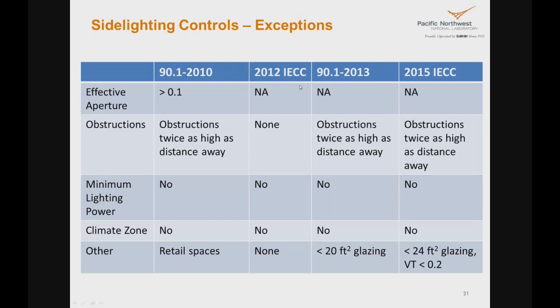Similar exemptions are there in 90.1 2013. There is also another exemption for when you have less than 20 square feet of glazing. So this sort of puts a bottom threshold on the size of the window. If you have less than 20 square feet of glazing, you don't need to worry about daylighting controls. And similar requirements exist in the 2015 ICC. There are no such exemptions in the 2012 ICC because, again, daylighting controls are not required. They only specify the type, for example, continuous and step, but you're not required to put in daylight controls in 2012 ICC.